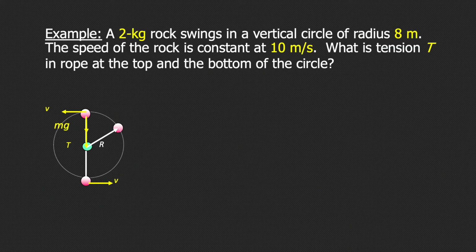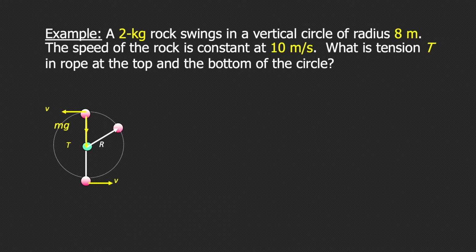So let's say, for example, a 2 kilogram rock swings in a vertical circle of radius 8 meters, and the speed of the rock is constant at 10 meters per second. Now, what is the tension T in the rope at the top and the bottom of the circle? So we want to know the tension at this point, and at this point.